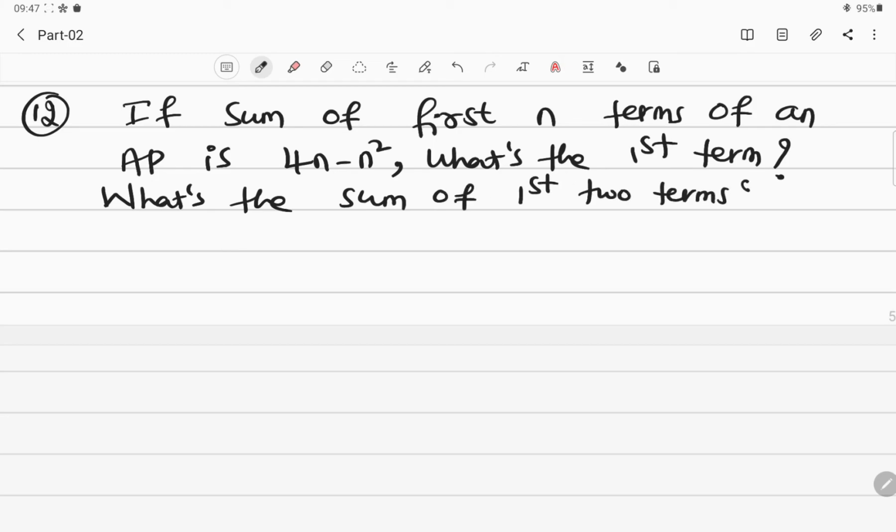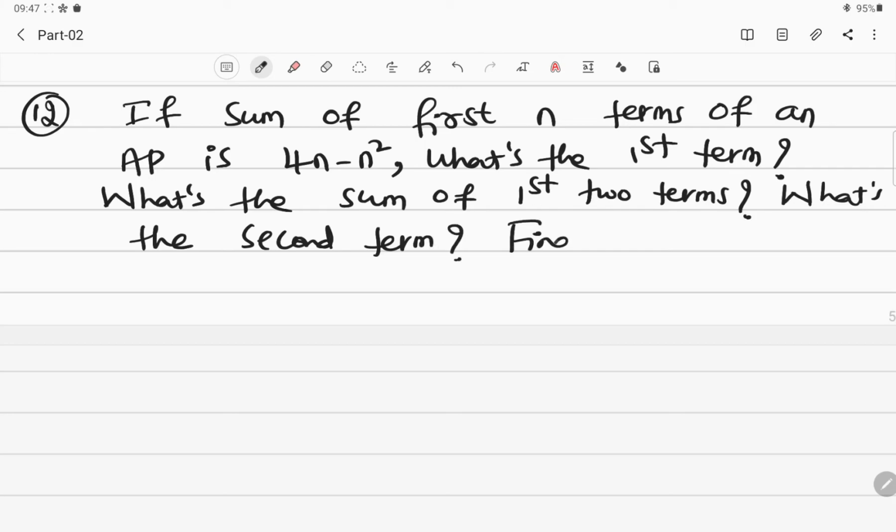First two terms sum. They are asking one more question. What is the second term? All right, so one more question is there. Find third and tenth term. So many questions are being asked here. I have designed this question just to make sure that you understand all the concepts.